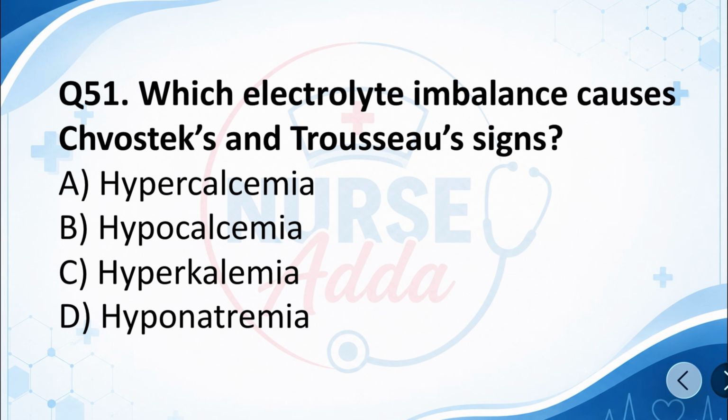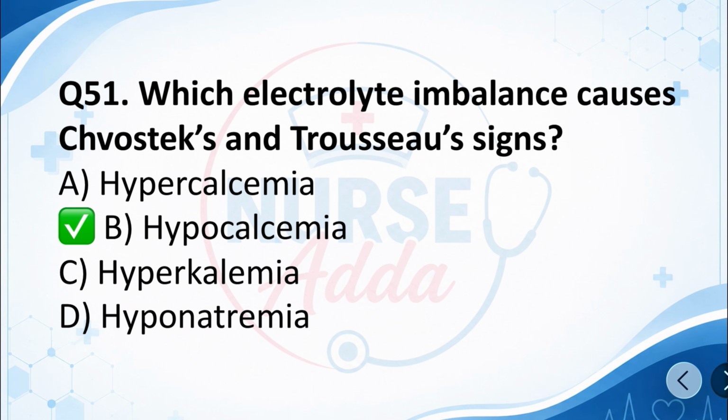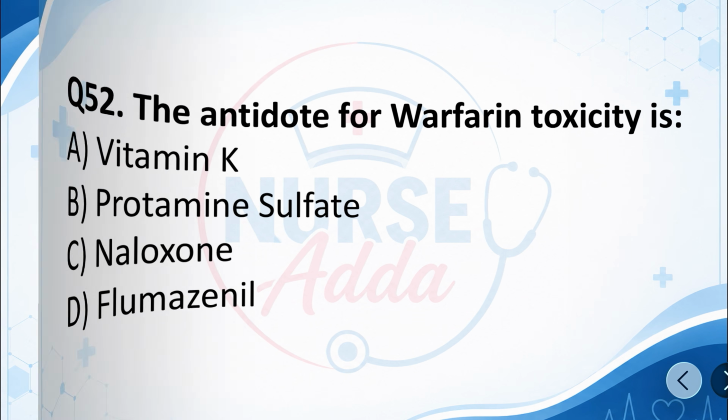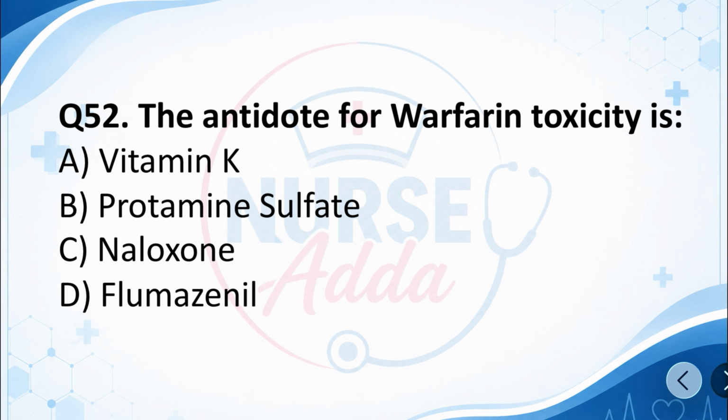Which electrolyte imbalance causes Chvostek's and Trousseau's signs? The right answer is option B. Next one, the antidote for warfarin toxicity is. The right answer is option A, vitamin K.